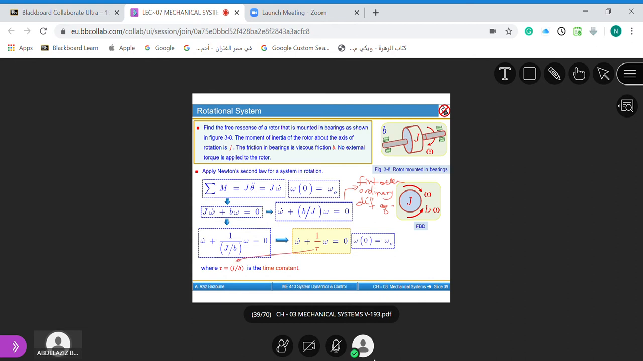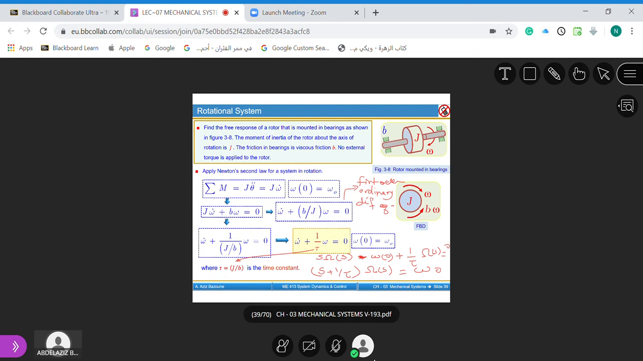Now, if we take the Laplace transform of this equation, we get s omega(s) minus omega zero, which is the initial condition, plus 1 over tau omega(s) equal to zero. If you take omega(s) common, you will have s plus 1 over tau times omega(s), which is equal to omega 0. We need to solve for omega(s), so omega(s) will be simply omega naught over s plus 1 over tau.